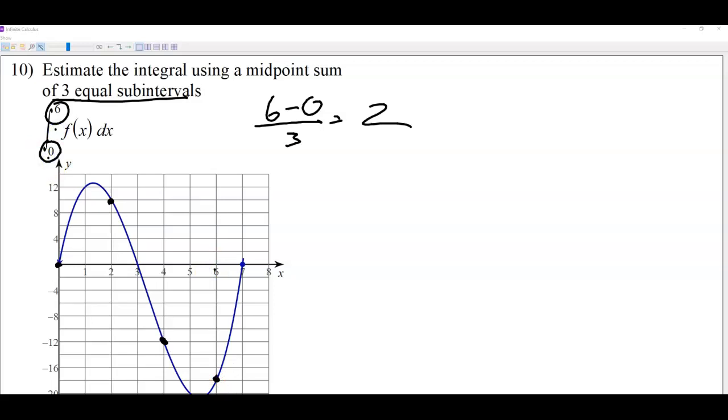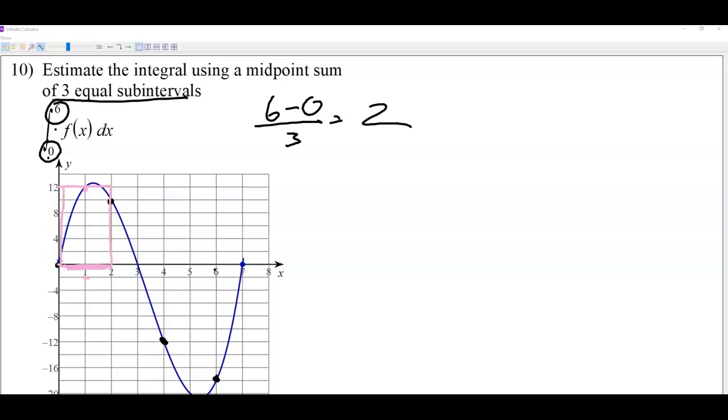Okay? So now the next thing that we're going to do is draw our rectangles. Now when you're doing a midpoint, the base of this rectangle is going to be 2 spaces long. So I'll use pink for my first rectangle there. Now the middle x value there is 1. So I'm going to go up and put a dot where x equals 1. I'm going to draw a hat all the way across, and there's my first midpoint rectangle.